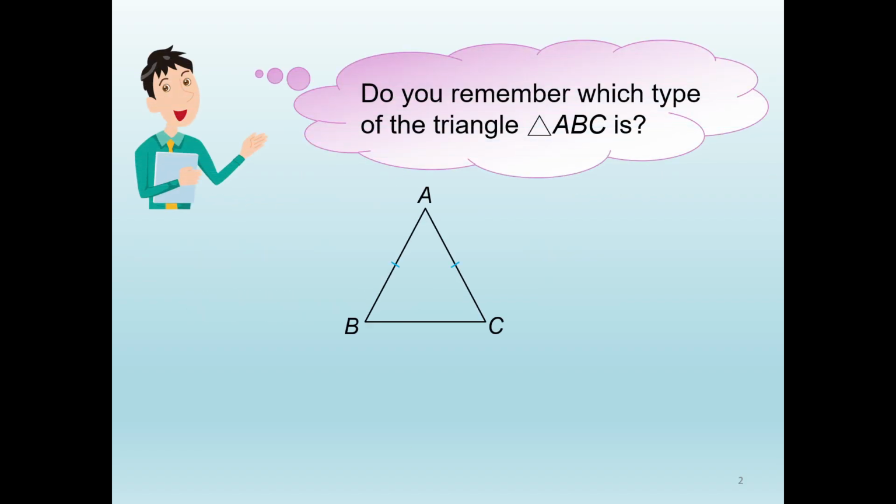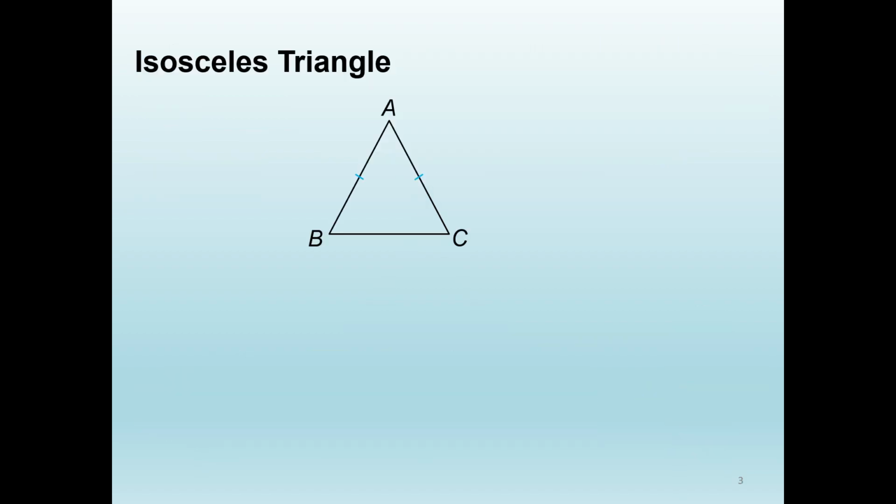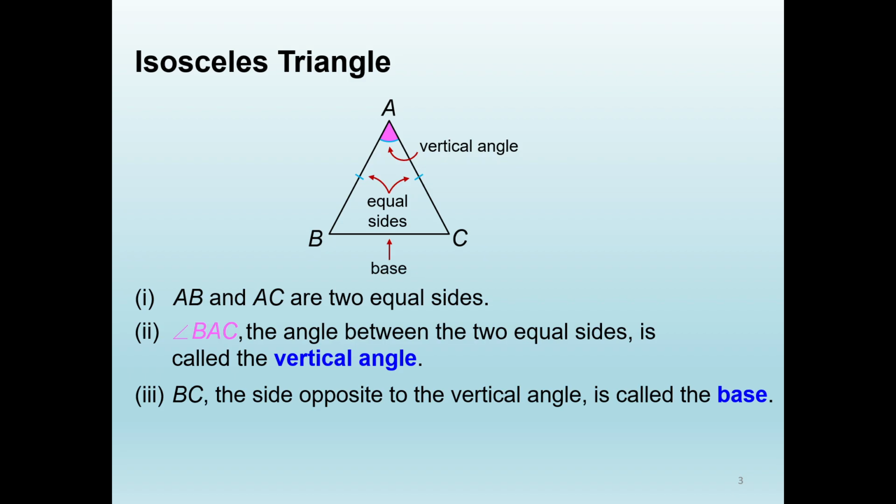So now, let's look at the figure. Do you still remember which type of the triangle ABC is? It is an isosceles triangle. So, for every isosceles triangle, there are two equal sides. In this case, AB and AC. Number 2. There is a vertical angle between the equal sides. Number 3. Opposite to the vertical angle, there is a base, in this case BC.